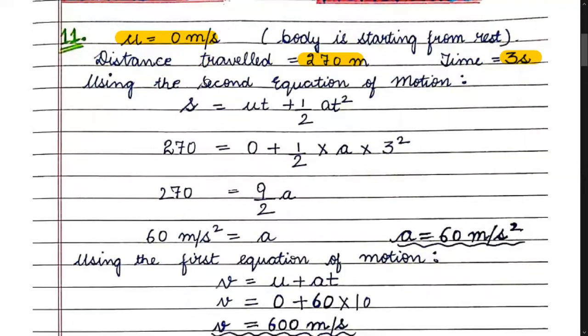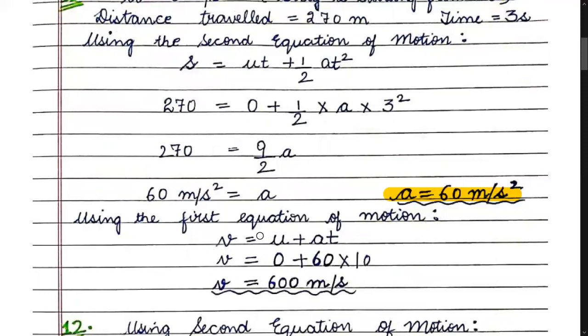So let us use second equation of motion, which is S is equal to ut plus half at square. So children, for t is equal to 3 seconds, the distance traveled is 270 meter. So let us put the values and kindly note that time here is taken as 3 seconds. So while solving this equation, we get acceleration to be equal to 60 meters per second square. But question was something else.